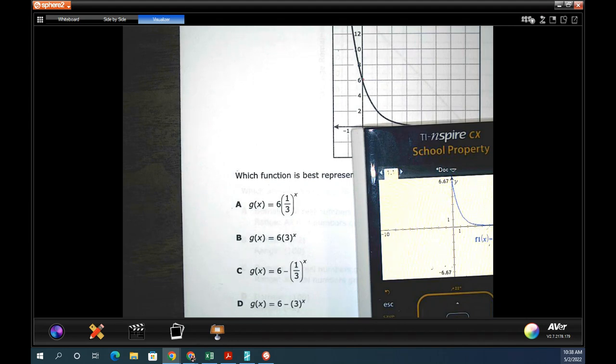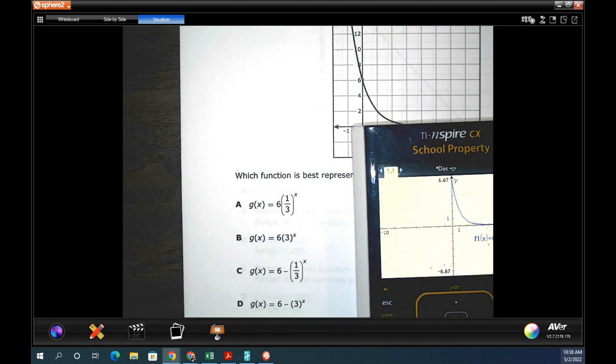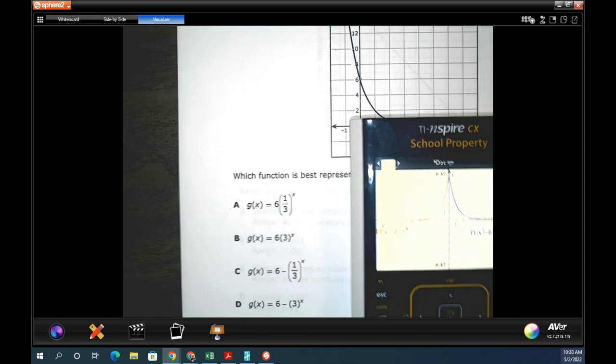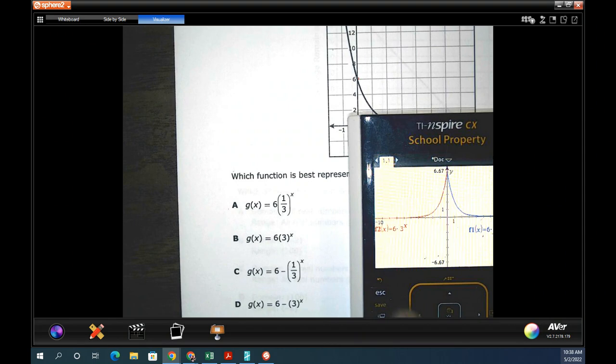It's close to it. Let's look at the next one. So hit tab. And we're going to type in 6, parentheses 3, close parentheses, rooftop X. Is that it? No. All right. Let's go to the next one. Tab.